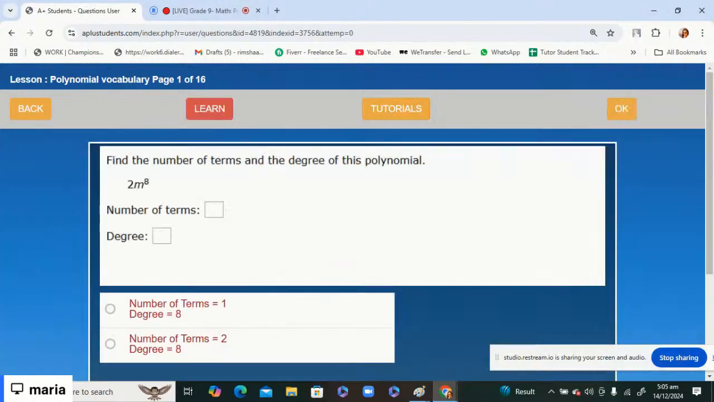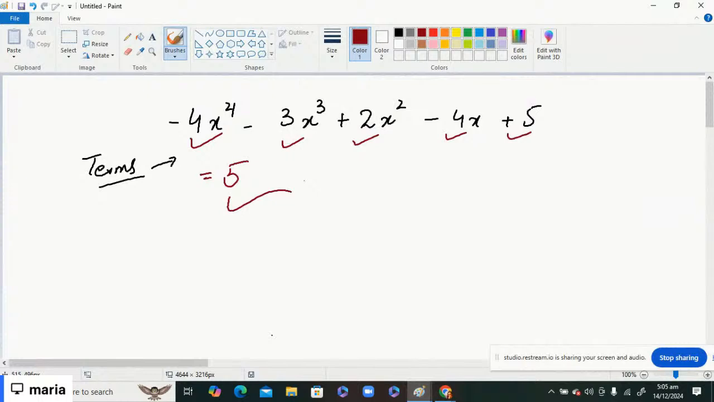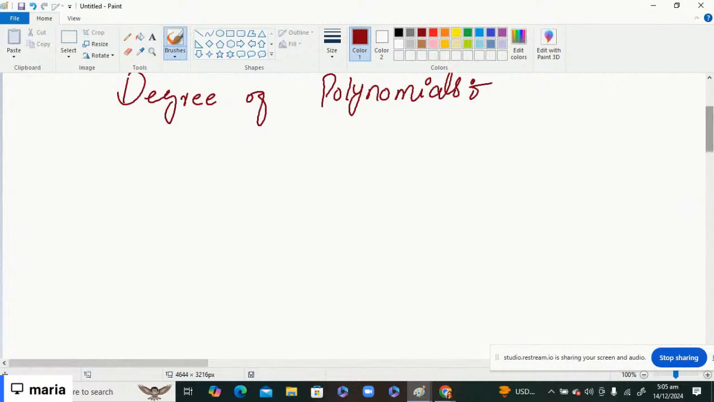Let's do the test. Find the number of terms and the degree of this polynomial. Okay, let me tell you the meaning of the degree as well. So if they are asking what the degree of the polynomial is, here we are going to find out how to find the degree of polynomials.